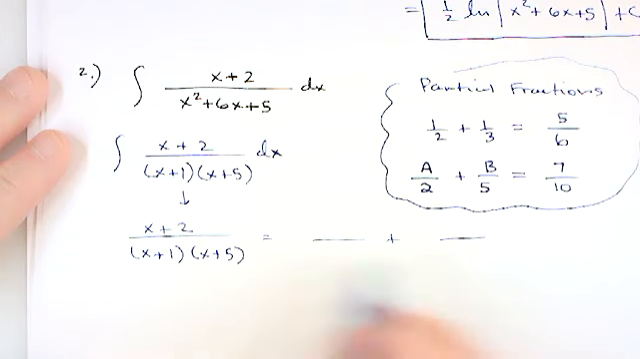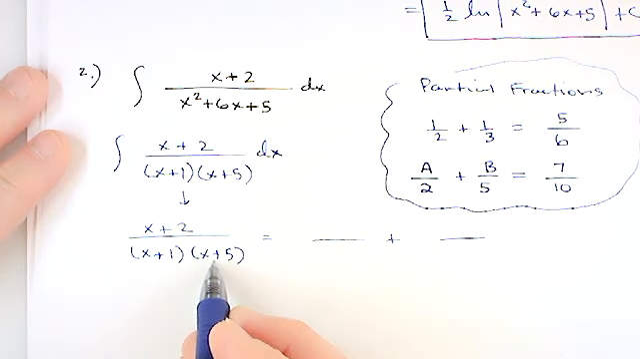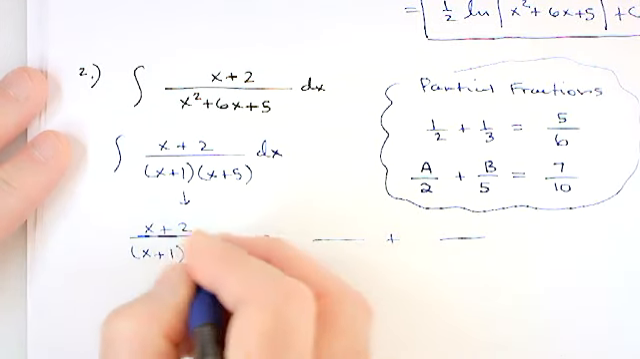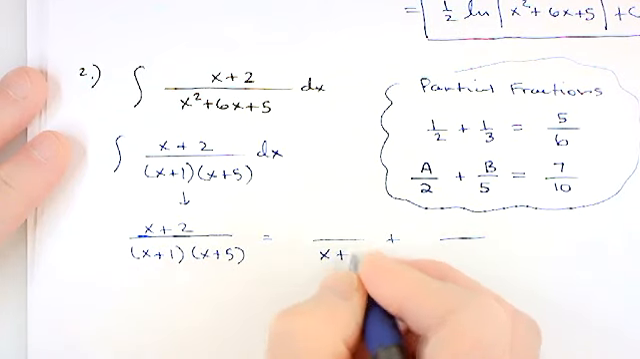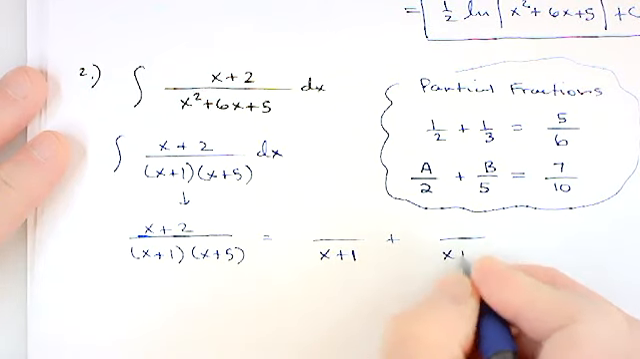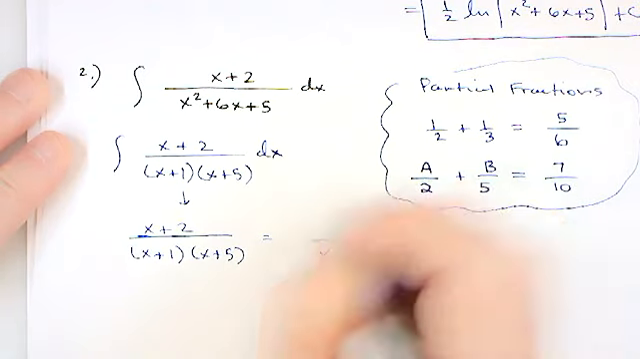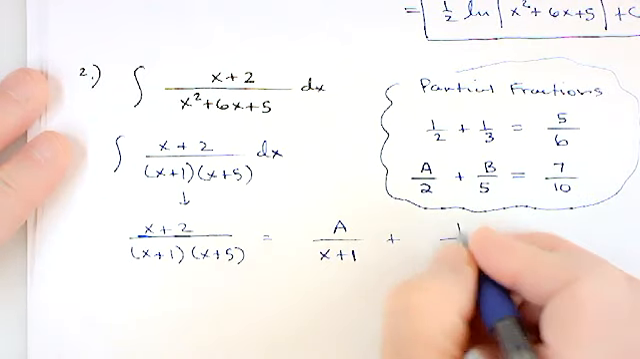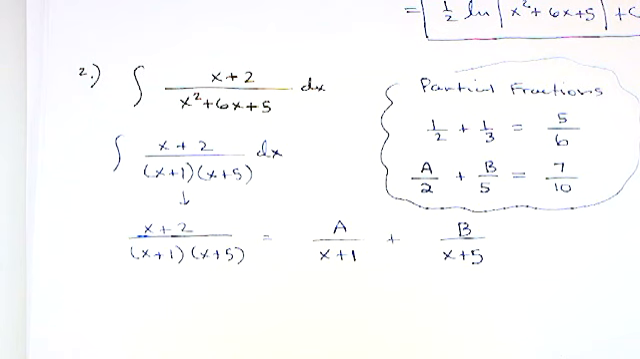What would those denominators have been? Well, if we have x plus 1 times x plus 5 as our final denominator, it makes sense that one of these denominators was x plus 1, the other one was x plus 5. And we could temporarily call the numerators A and B, and then we'll try to figure out what A and B are.